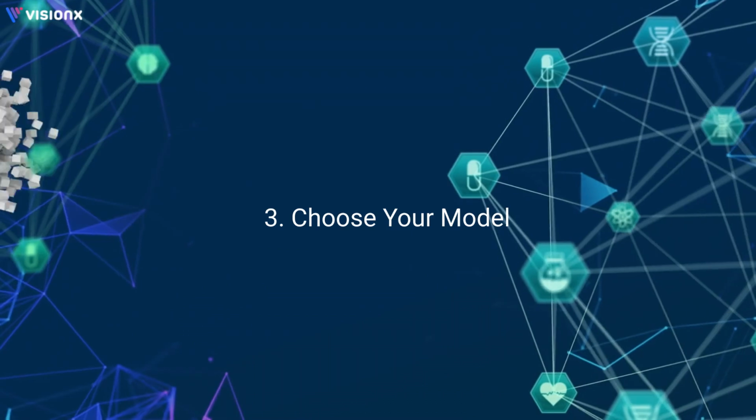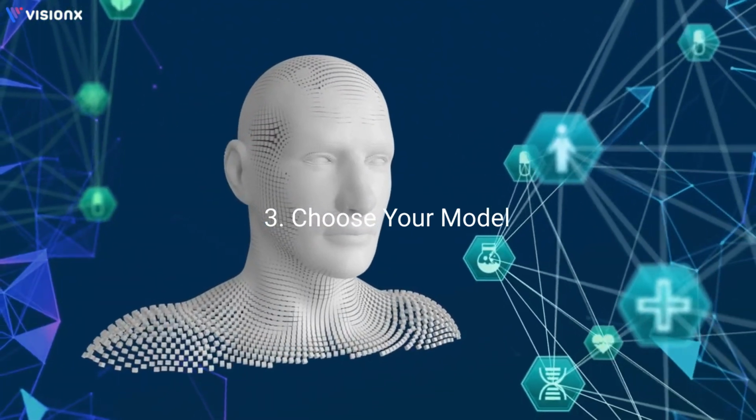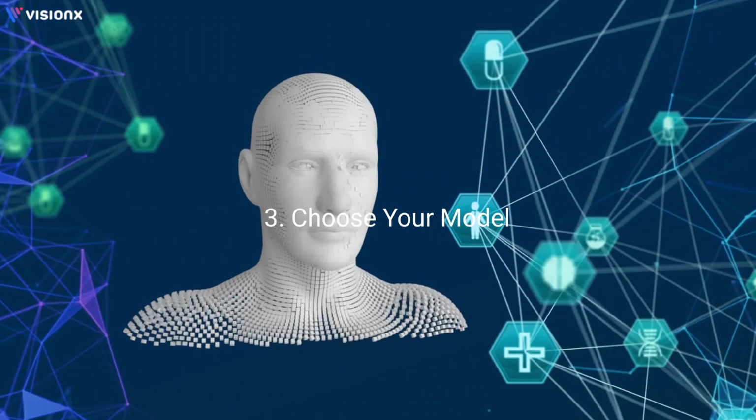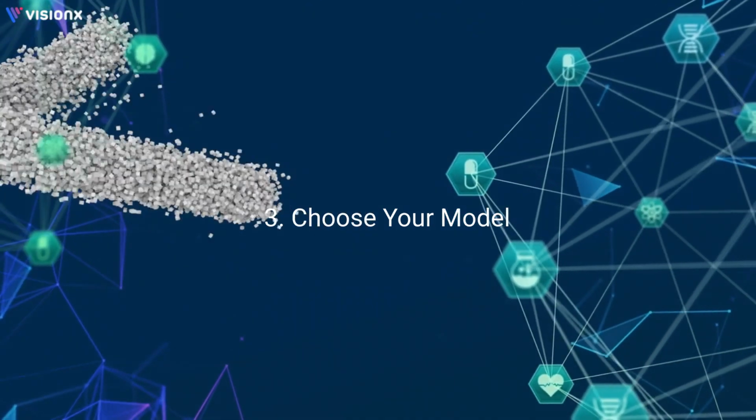This is where you pick your algorithm. Want speed and simplicity? Go with linear or decision tree models. Need more flexibility? Try neural networks or transformer-based models, especially if you're dealing with language or images.